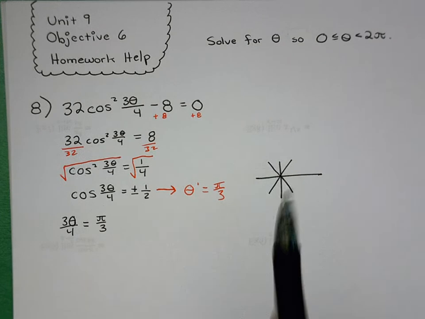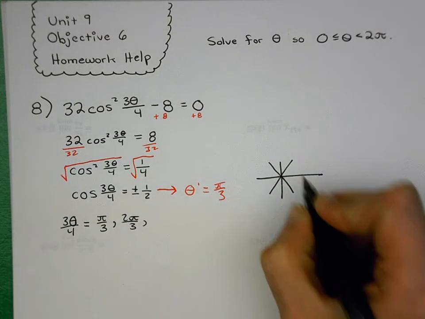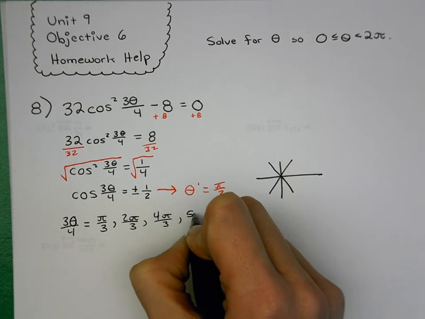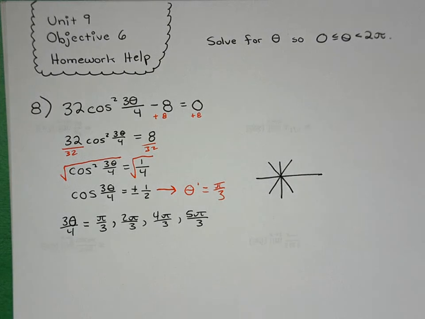The pi over 3 angle in the second quadrant is called 2 pi over 3. Third quadrant is 4 pi over 3. And fourth quadrant is 5 pi over 3. Okay? So we've isolated our trig ratio, we've determined our reference angle, and we've identified all of our potential angles.